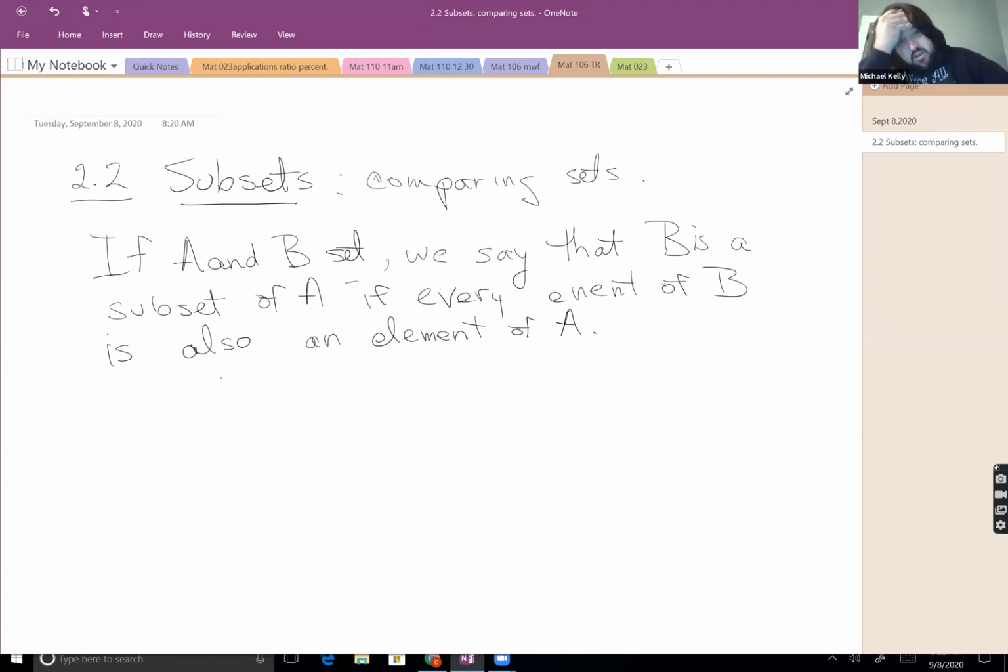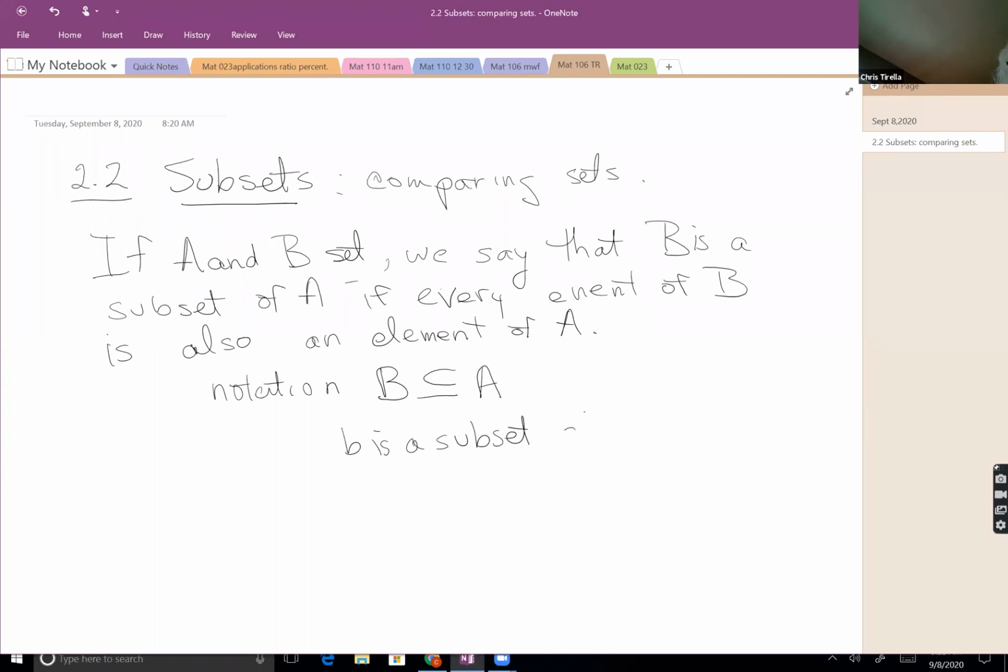But does that also mean that if something is a subset that it's equivalent? No, not necessarily. Sometimes they are, but sometimes they're not. Let's just look at the notation first. If I write B is a subset of A, this is read as B is a subset of A.